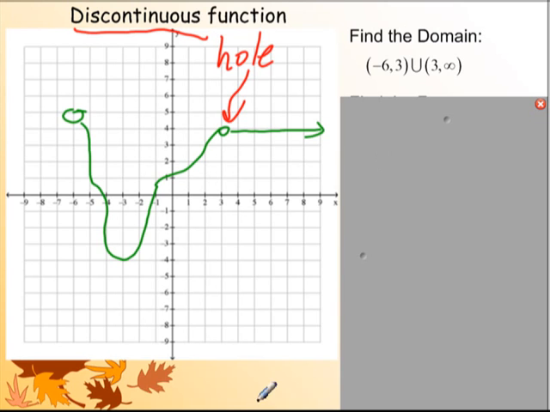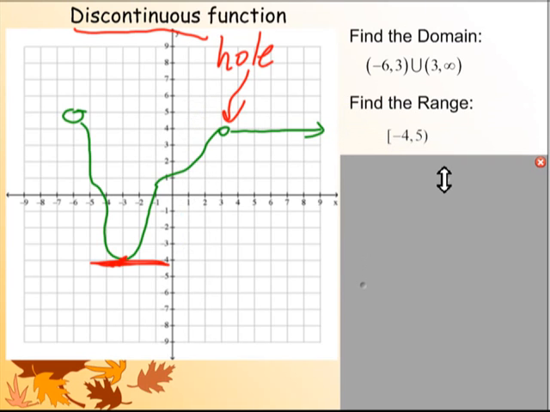My range, remember, is the possible y values. So the lowest y value I see is right here, so negative 4, and it does look like it touches negative 4, so I'll include that. Now there's no hole in the range because even though there's a hole there, I can get to that number 4. I can have 4 as an output here. So any values from negative 4 up to positive 5 are included in that range. Notice I put a paren on the 5 because it doesn't actually get to 5. Okay, so that's the range for that function.